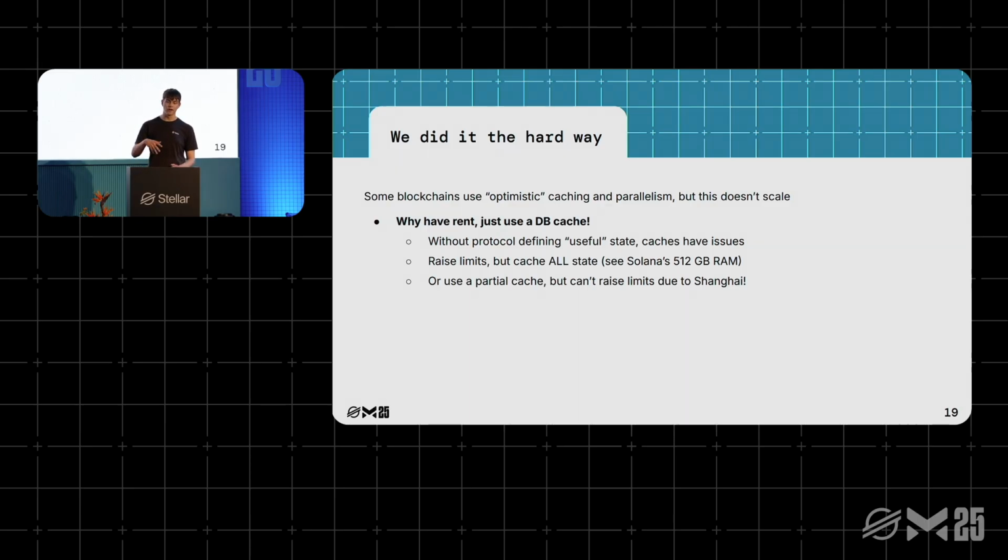And so this is why we've decided to do the rent system to maintain this protocol level cache, which is much more efficient and scalable than a non-protocol optimistic caching scheme. Next, let me talk about parallel execution.